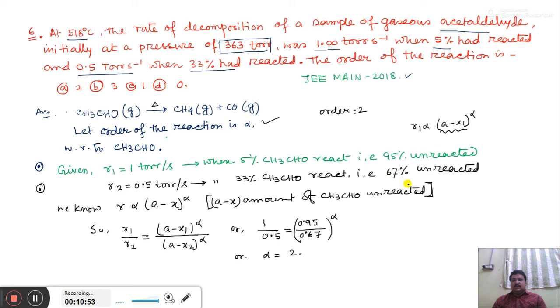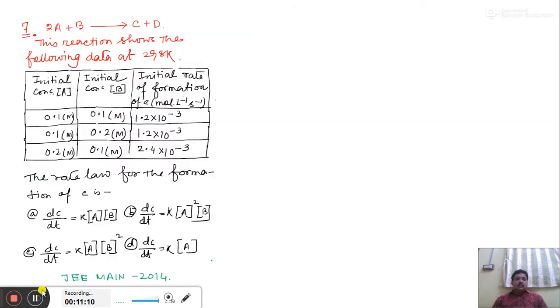That means 67% acetaldehyde is unreacted. So R2 is proportional to (A minus x2) to the power alpha. By dividing R1 by R2, we get the value of alpha, which is 2. So the reaction is a second order reaction and option A is correct.